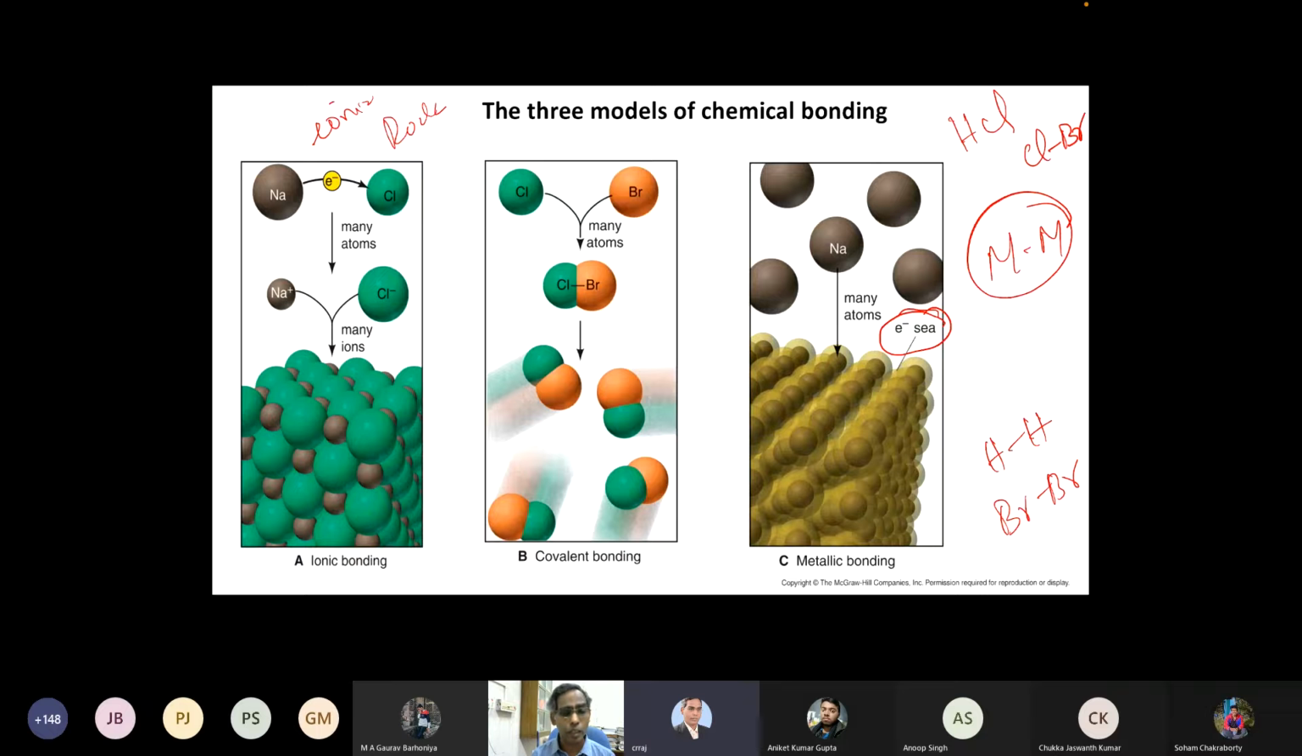VSEPR does not tell anything about the bonding. Can anyone say what it tells? Geometry, right? What is the shape or geometry that comes into the picture? Apart from that, you should have studied something else. Anything else? Hybridization. Right. Hybridization comes under what?